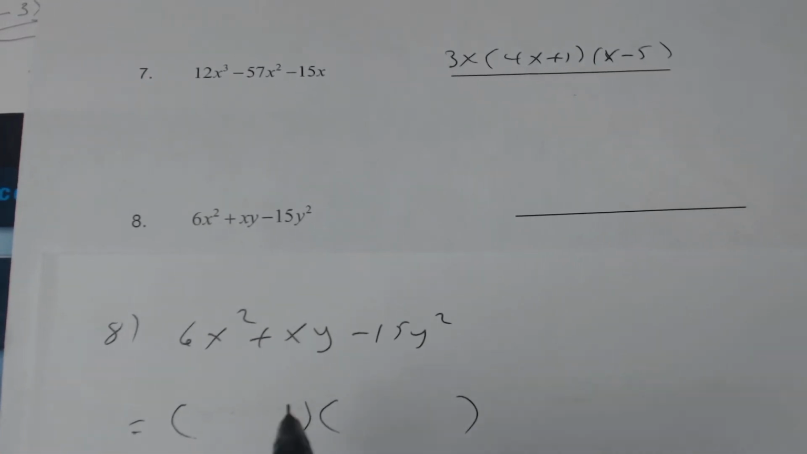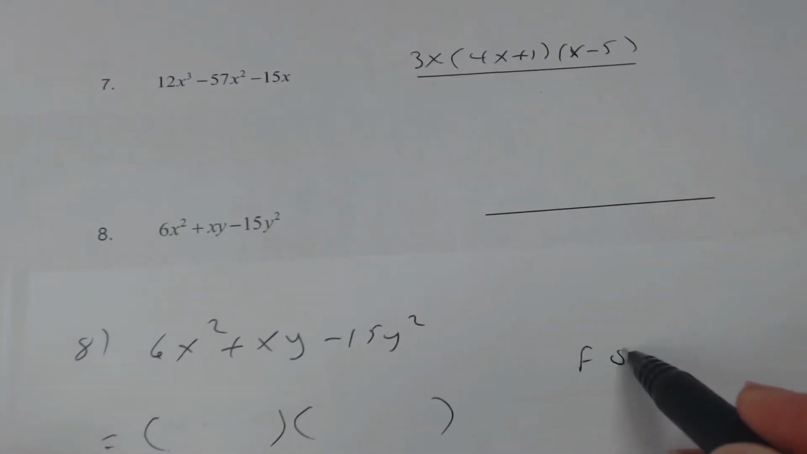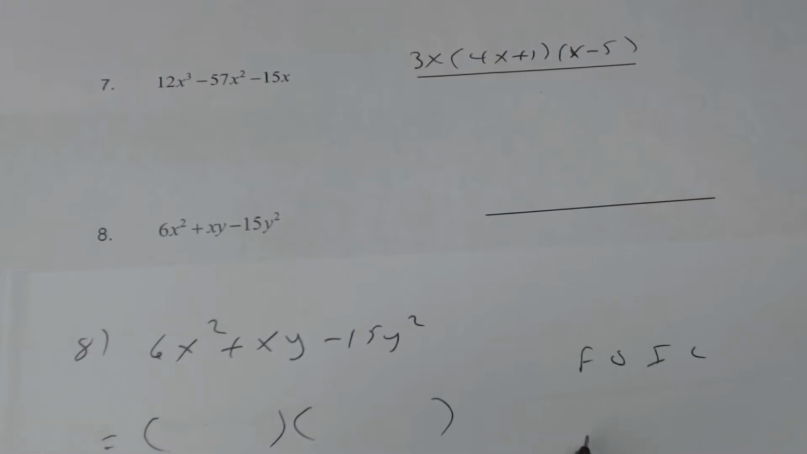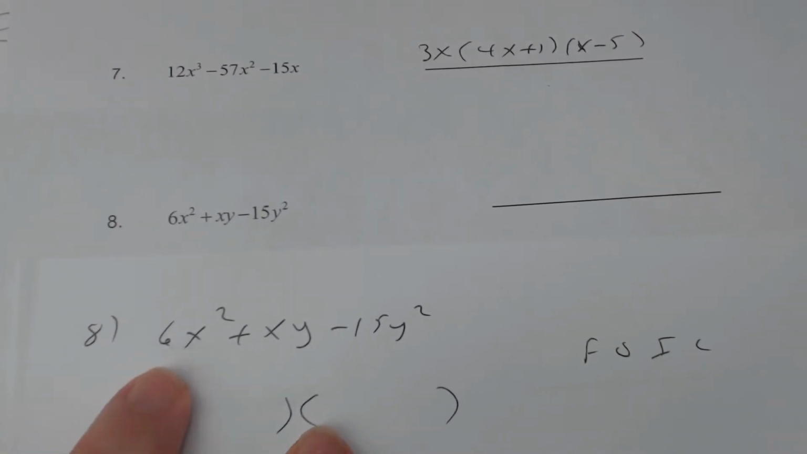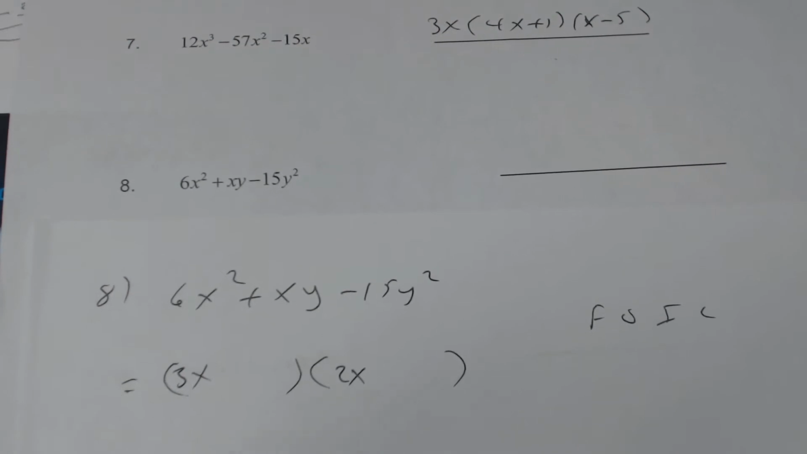All right, so listen carefully. So using FOIL and trial and error. So give me two factors whose product is 6x squared. Let's try 3x and 2x. So let's put 3x here, 2x here. If that doesn't work, we may switch them, or we may have to use 6x and x.